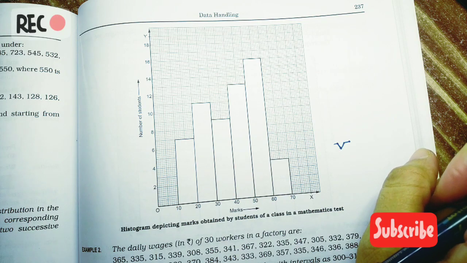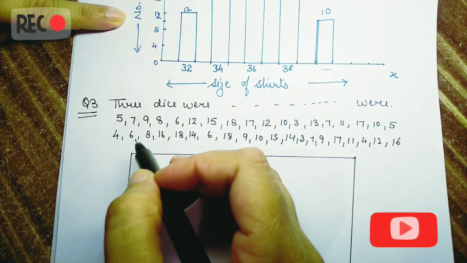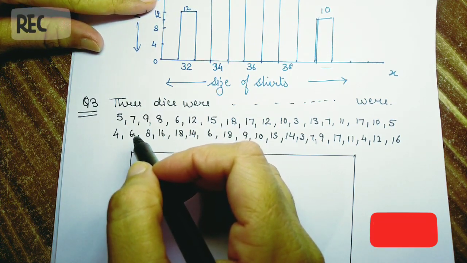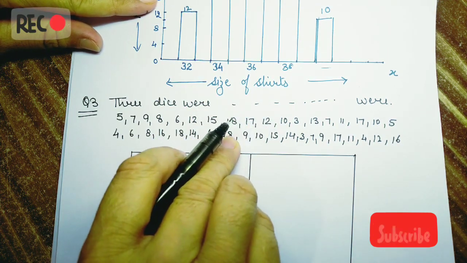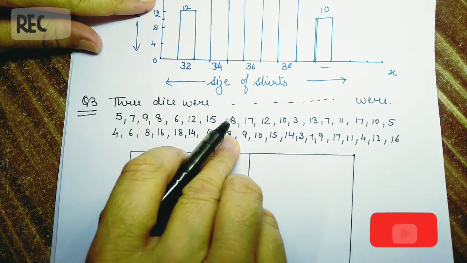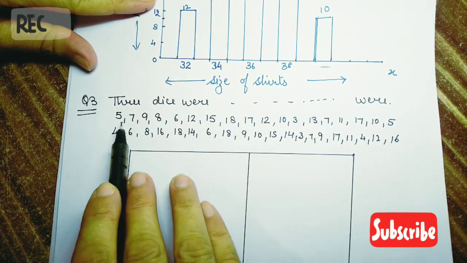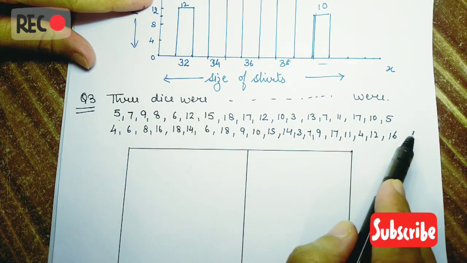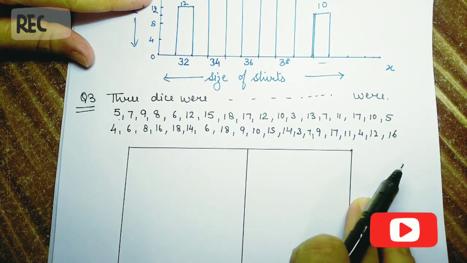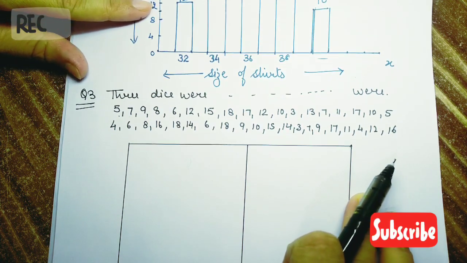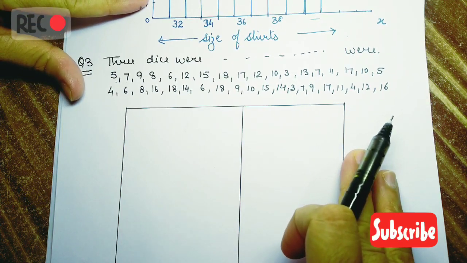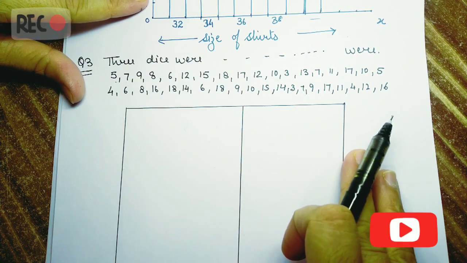let's solve one question from our exercise. Now question number 3 of exercise 17.2. In question number 3 they have given that 3 dice were thrown, the outcomes noted and the results added, as given below, and 4 players played the game 10 times each. Their scores they have given: 5, 7, 9, 8, 6, 12 and so on. So students, in this question, first of all, divide this data into class intervals of size 3. That means whatever class intervals we take, the difference between them is 3, and after that we have to draw a histogram.